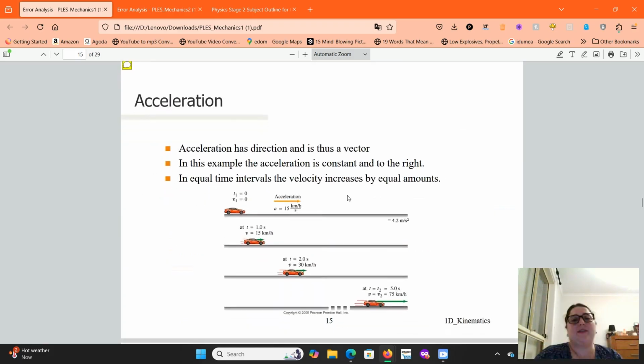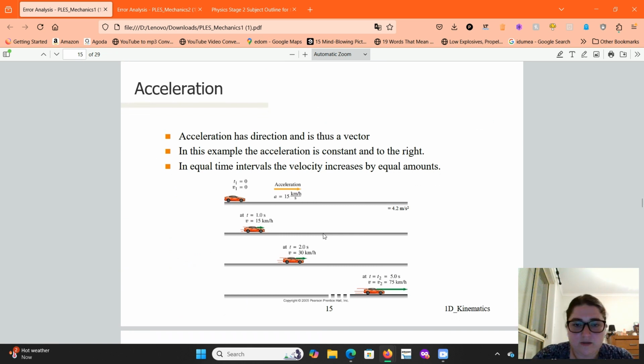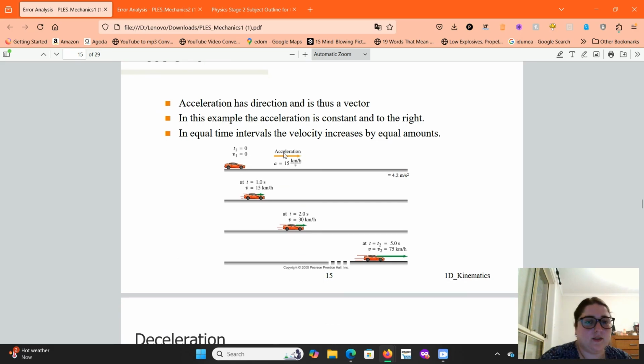In this example, the acceleration is constant and to the right. That is my right, that's your right. In equal time intervals, the velocity increases by equal amounts. Okay, so we have acceleration held constant here, and the object is speeding up. We have a constant acceleration.